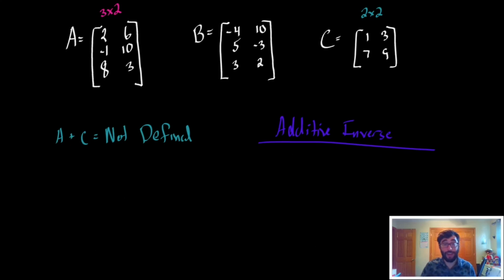With matrices, that works the exact same way. For example, the additive inverse for matrix A would be -2, -6, +1, -10, -8, and -3. Notice all that happened there is that we switched the signs of every entry of matrix A, because now if I add these two matrices together, all their elements cancel out and result in 0. If I add those two together, all I would get is 0, 0, 0, 0, 0, 0. That is what the additive inverse of a matrix is, and that's really all that you need to know for adding and subtracting matrices.